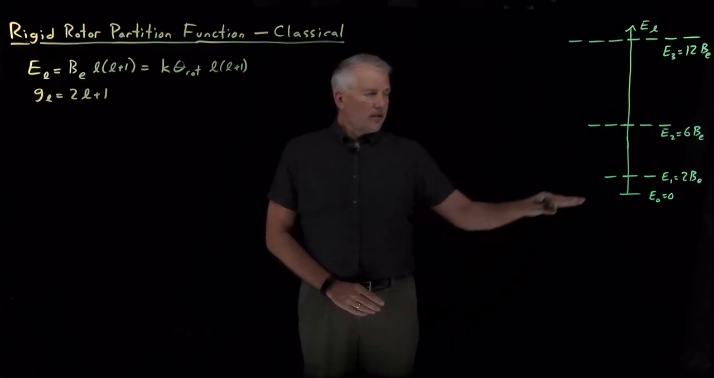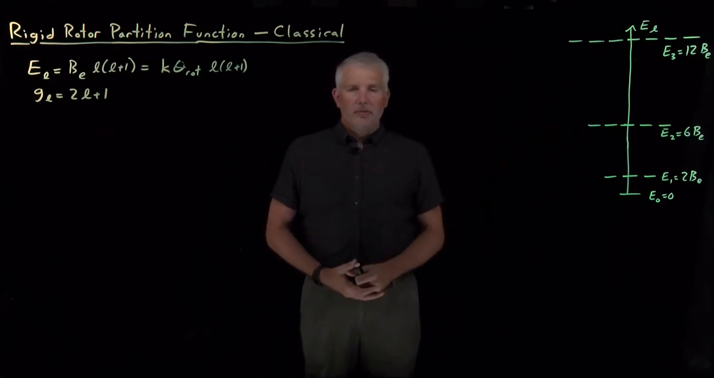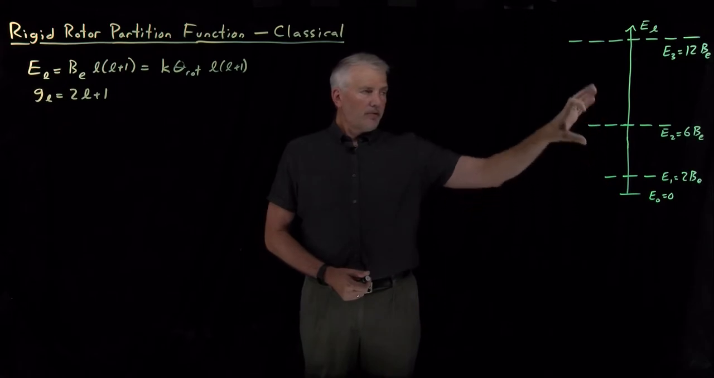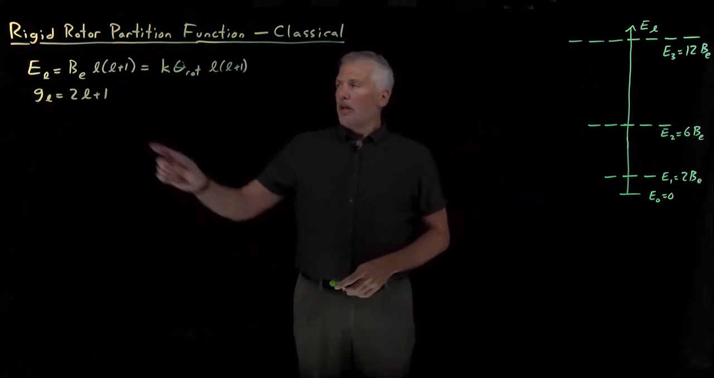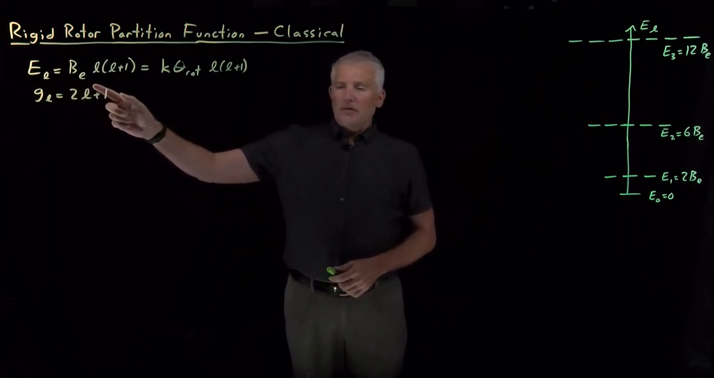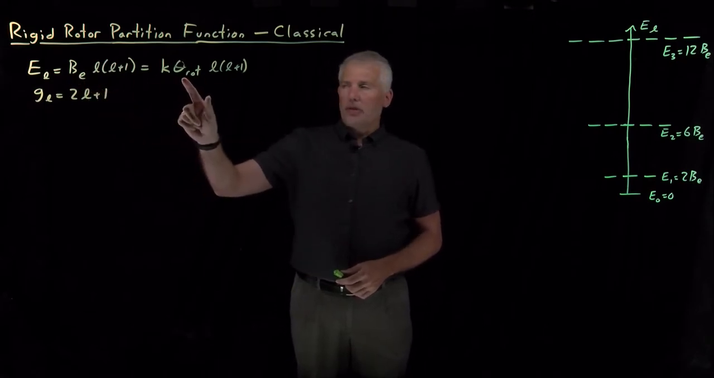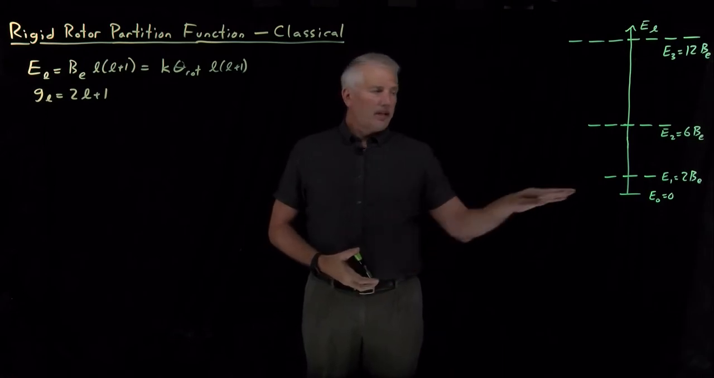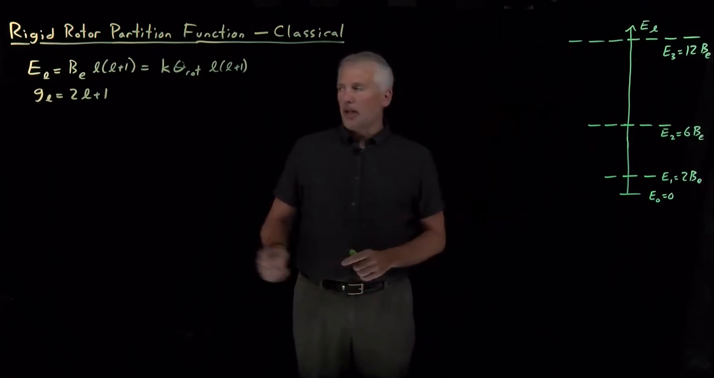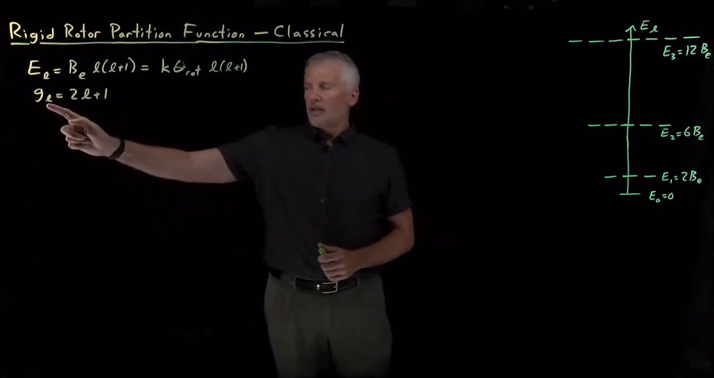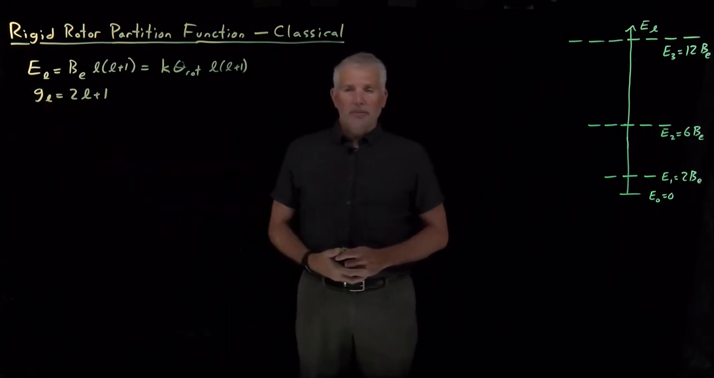So the ladder of energy levels for a rigid rotor looks something like this, with the states getting further and farther apart as we climb the ladder. Energy levels themselves are written either in terms of the rotational constant or, if we prefer, the rotational temperature, and the degeneracy also increases as we climb the ladder, with this expression giving us the degeneracy of the state of the energy level with quantum number L.